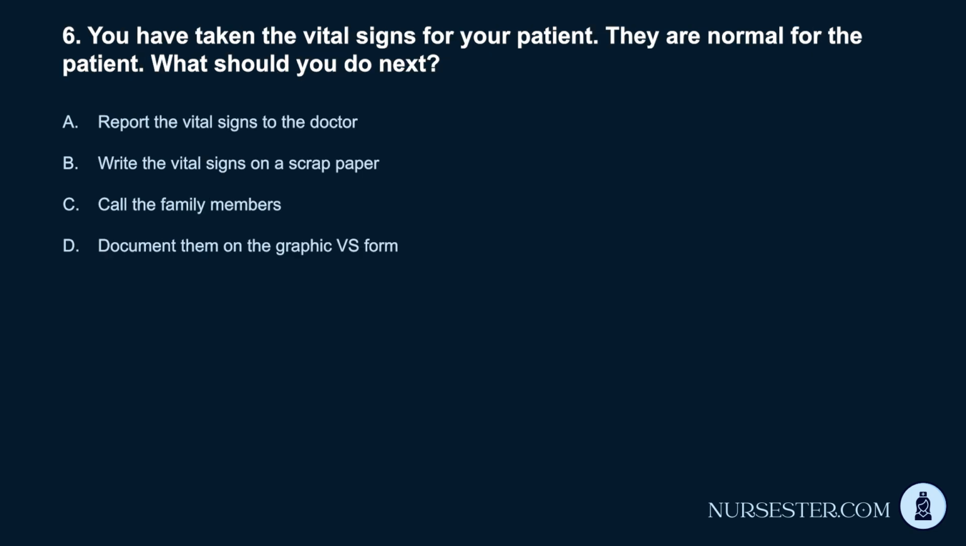6. You have taken the vital signs for your patient. They are normal for the patient. What should you do next? A. Report the vital signs to the doctor. B. Write the vital signs on a scrap paper. C. Call the family members. D. Document them on the graphic VS form. Correct answer, D. Document them on the graphic VS form.